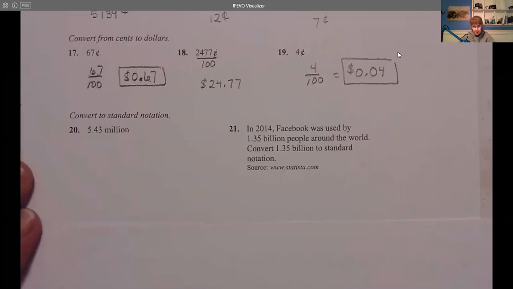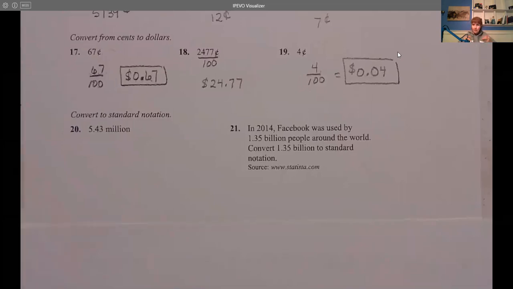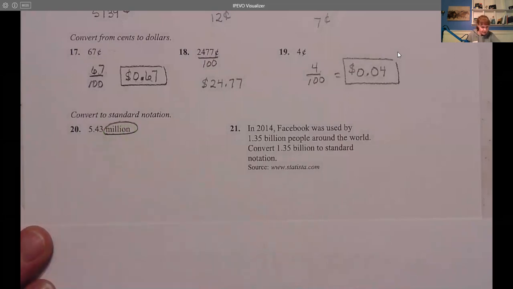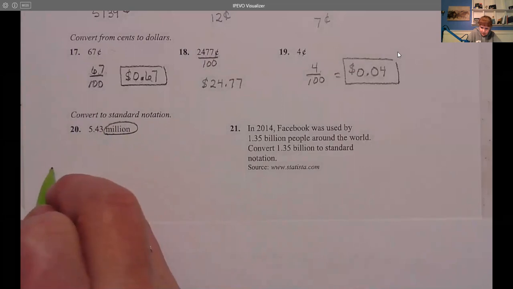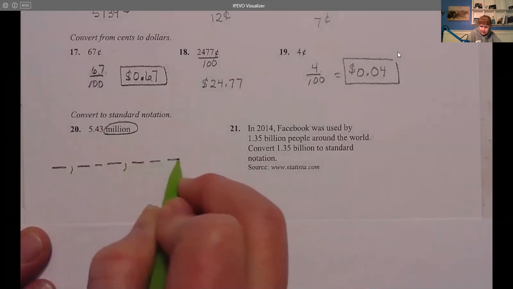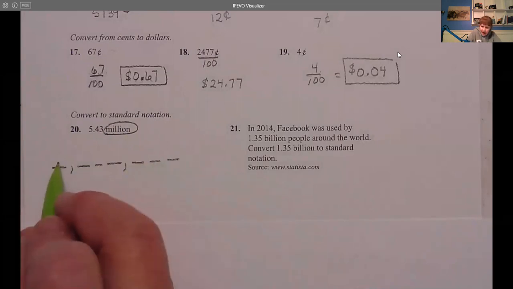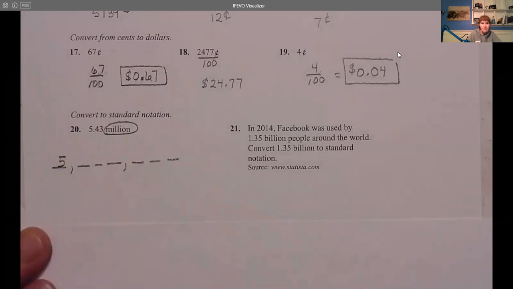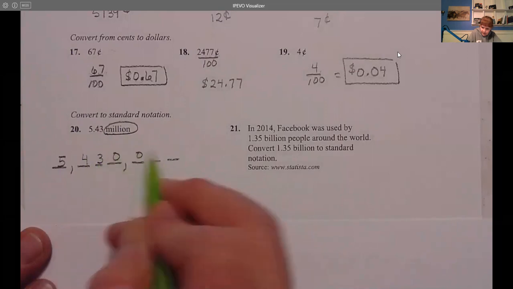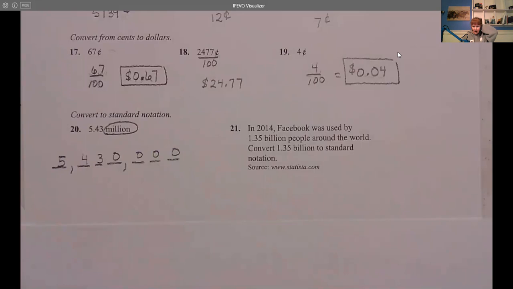All right, so for standard notation, what they want when they say put this in standard notation is they want you to write it with zeros. So here you're just going to have to write the million. Now million means you've got one spot here. Here's your thousands period. There's your ones period. So they want the 5 here in the million spot. So then you've got 4, 3, 0, 0, 0, 0. And that's 5.43 million. Okay. So the 5 will be in your million spot there.